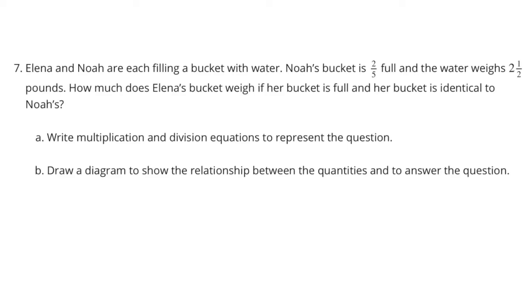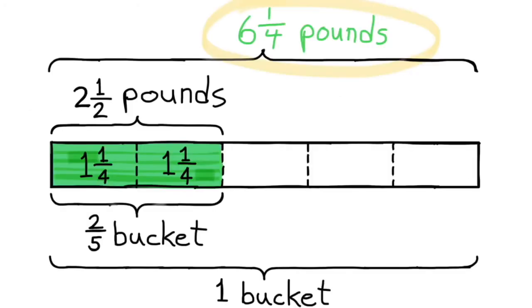B. Draw a diagram to show the relationship between the quantities and to answer the question. Since 2/5 of a bucket weighed 2½ pounds, I divided the bucket up into 5 sections for fifths, and inside each of the first 2/5 I put 1 1/4 pound. In order to fill the entire bucket, we would have to have 1 1/4 pound in each of the fifths, and that would total 6 1/4 pounds.